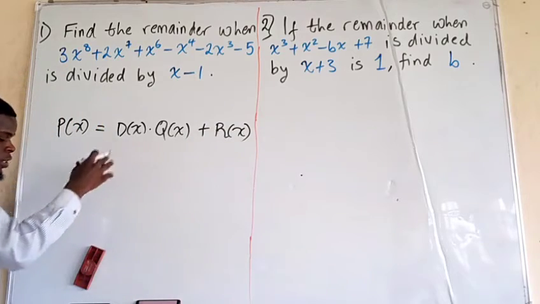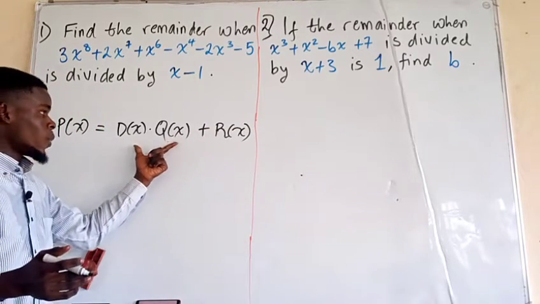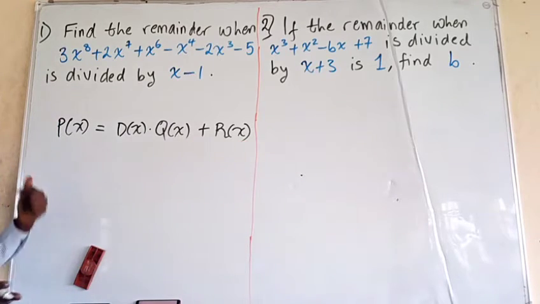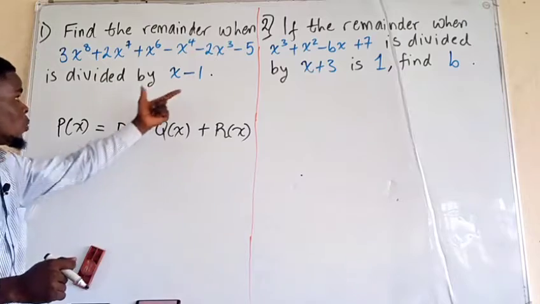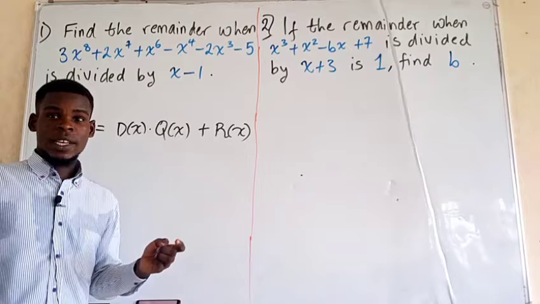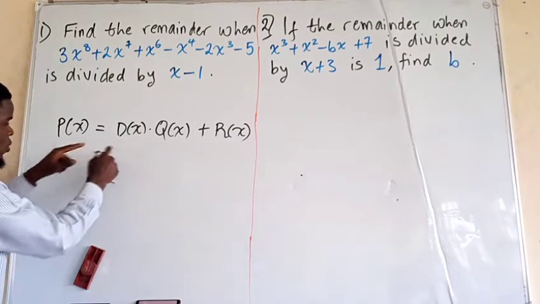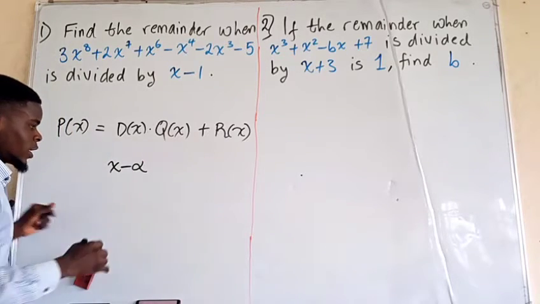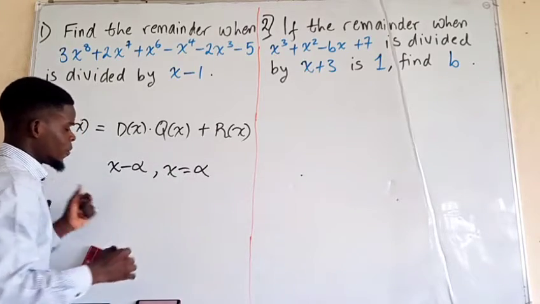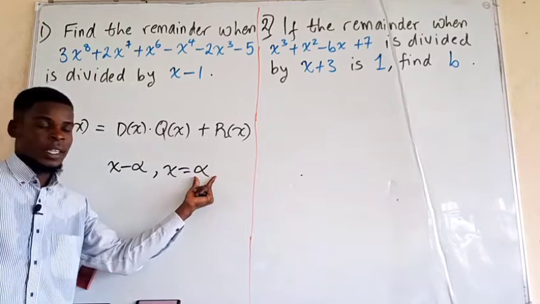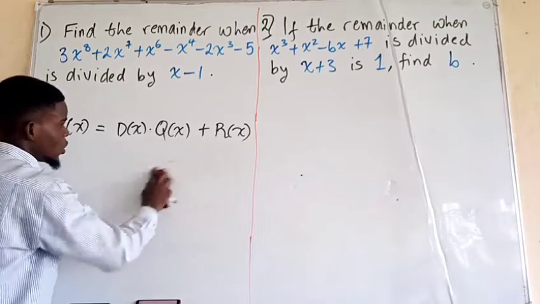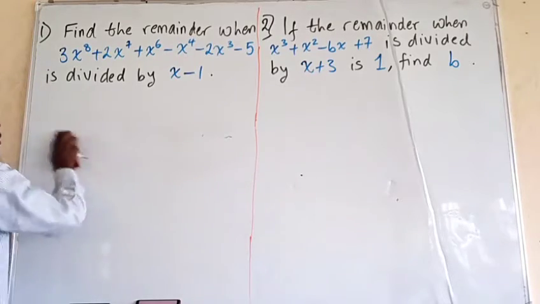So that is just it. When you get a quotient, you get a remainder. You can multiply the quotient with the divisor, add the remainder, and you get back the original polynomial you were given. Now, in the remainder theorem, when we have the divisor to be x minus alpha, it means that x equal to alpha is a certain number that will give us the remainder when we substitute. So let's look at this.